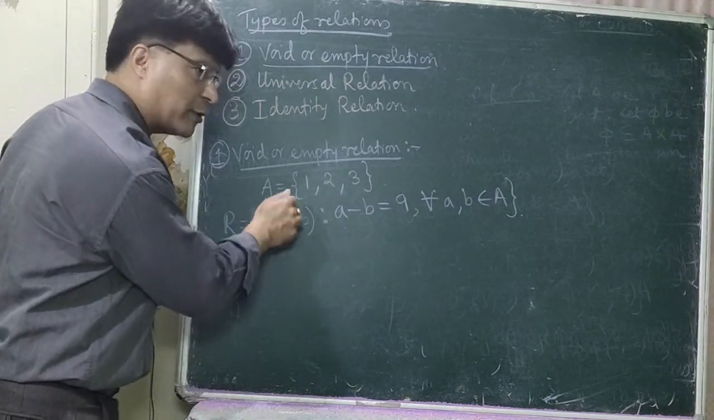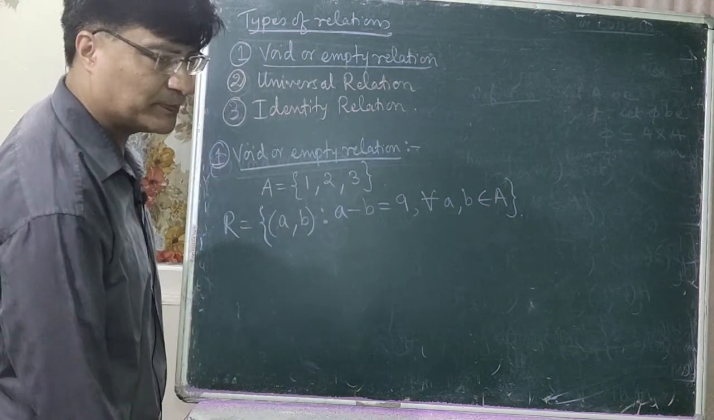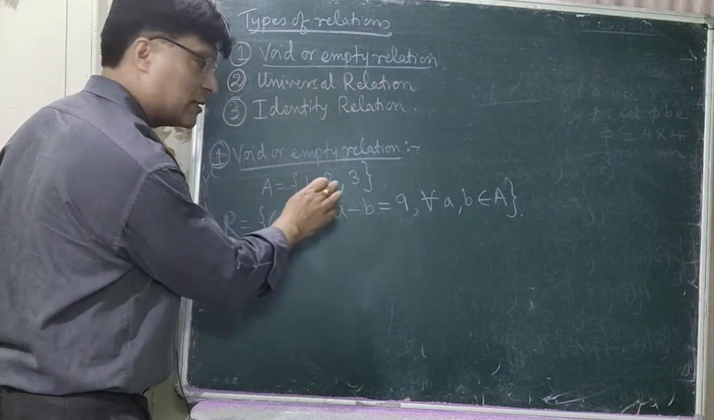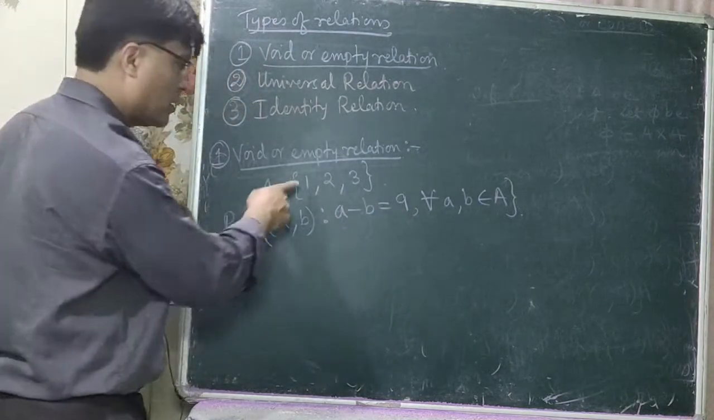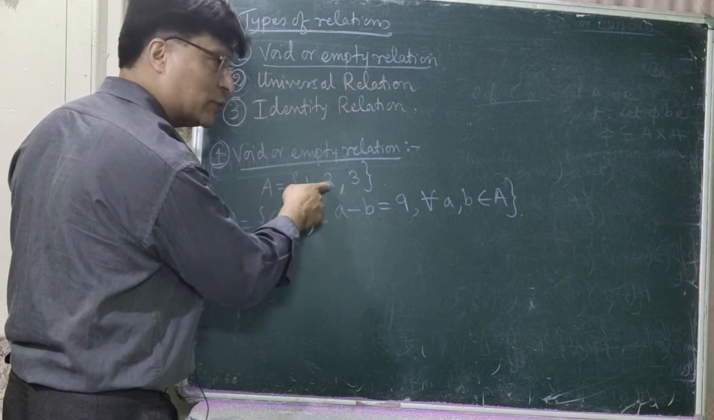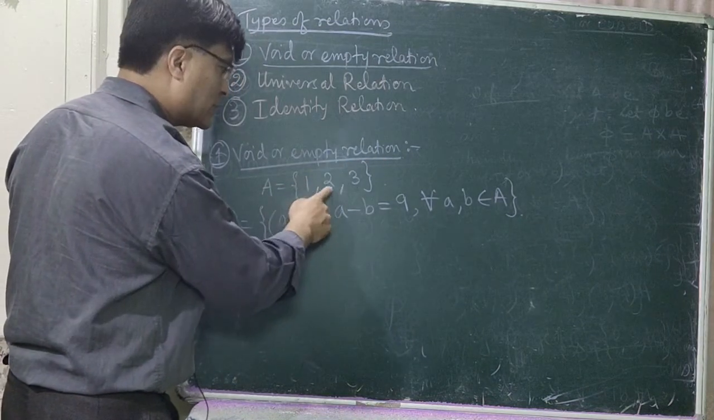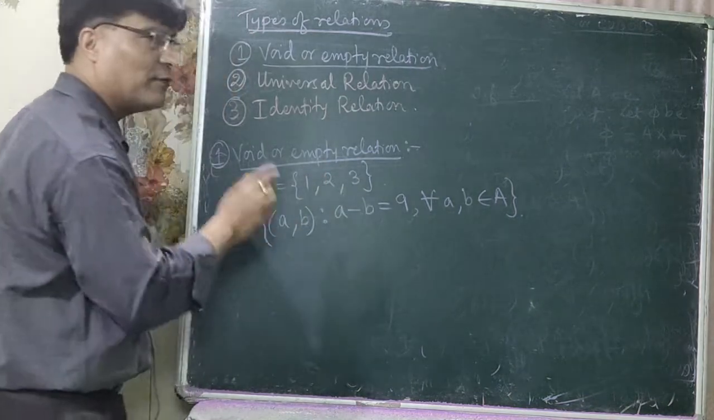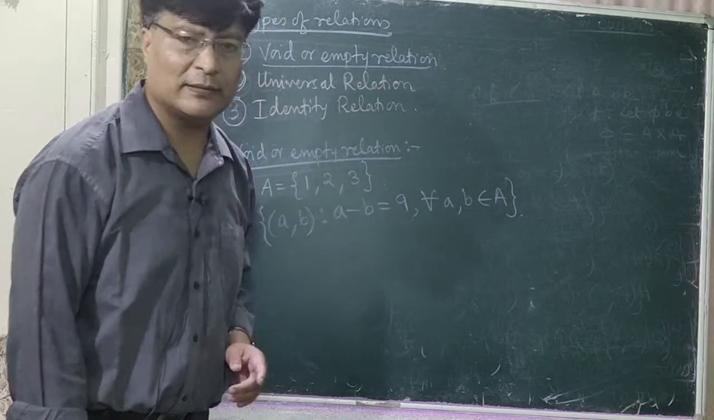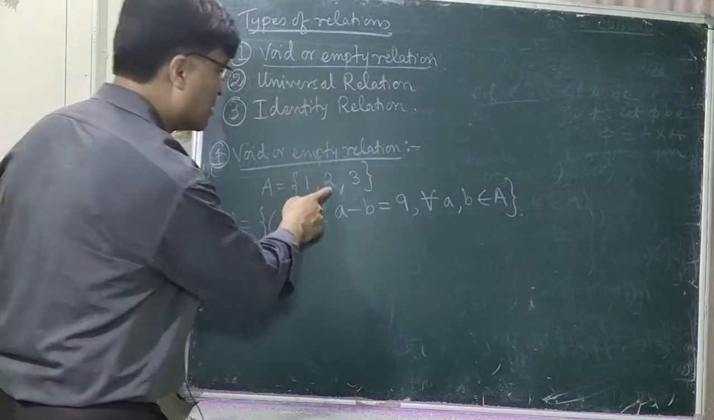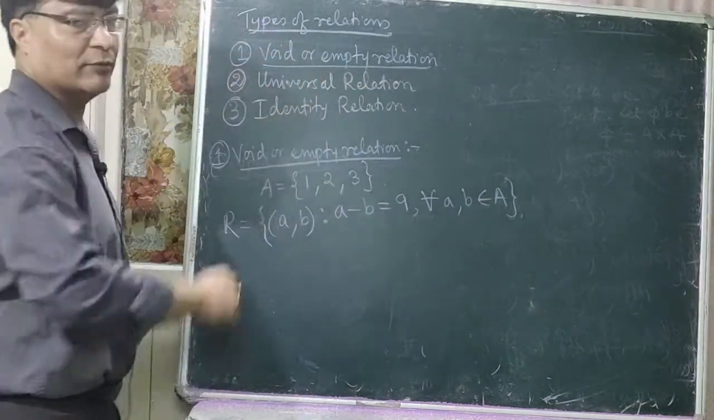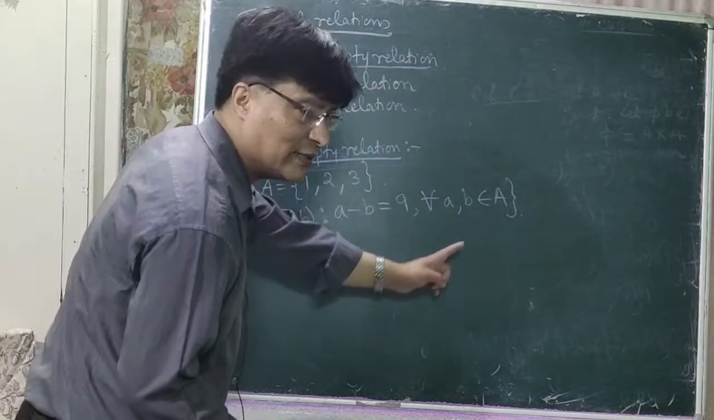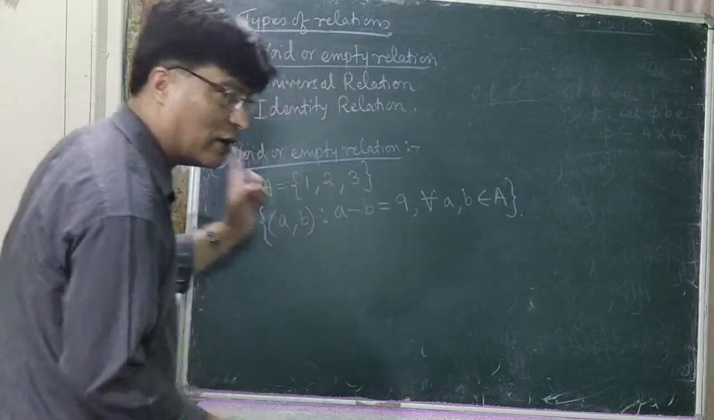Now, we form (a, b) from set A itself. Is there any set of ordered pairs such that a minus b is equal to 9? 1 minus 1 is 0, 2 minus 2 is 0, 3 minus 3 is 0, 1 minus 2 is minus 1, 2 minus 3 is minus 1, 2 minus 1 is 1, 3 minus 2 is 1. Is there any set of ordered pairs such that a minus b is equal to 9? No. Subtracting any two numbers here never gives 9. So this R is an empty relation or void relation.